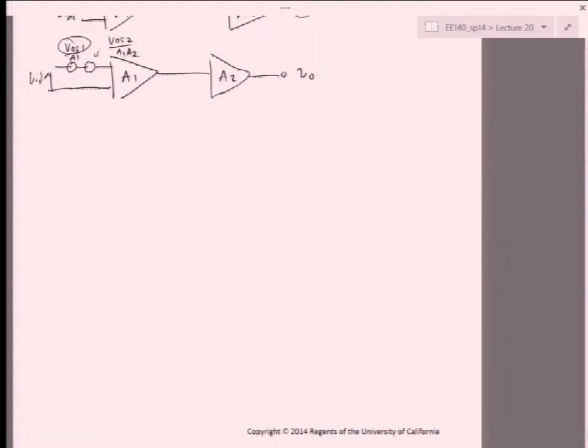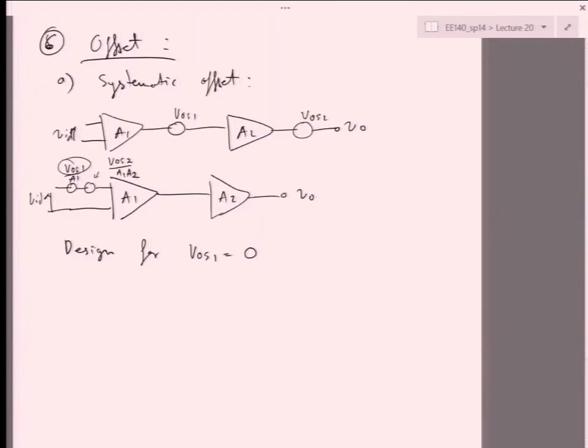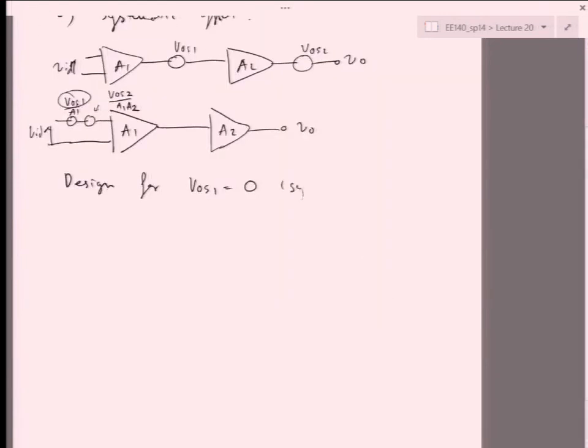So what we're going to try is design for VOS1 equals 0, at least try to eliminate the systematic component. The random component we can try to minimize somewhat, and we'll see the expression for that. And minimize VOS1 random. So that's essentially the goal, right? You maybe have to trade off some things one for another, but we'll see that in a bit.